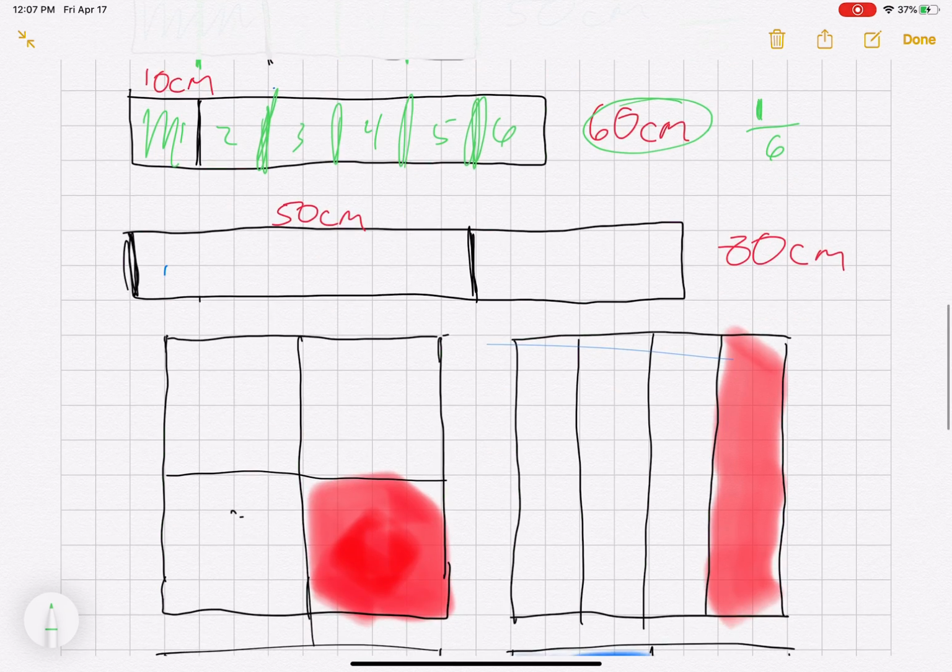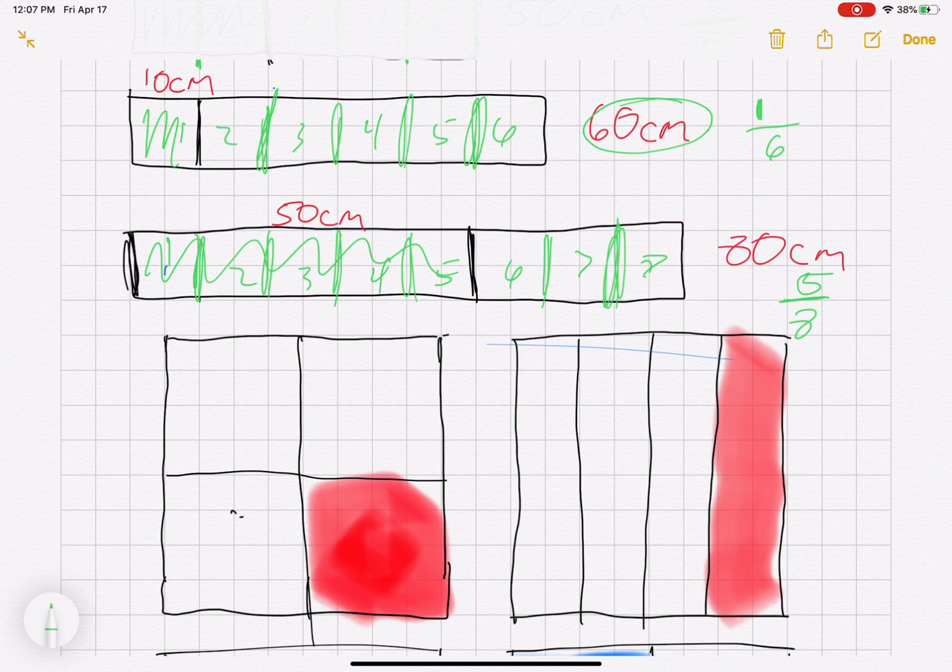And again, with this strip, I'm going to divide it into equal parts. This is an 80 centimeter strip. Okay, 50 centimeters of that is shaded. So I have 1, 2, 3, 4, 5, 6, 7, 8 equal parts. So the denominator would be 8 and the numerator would be 5.